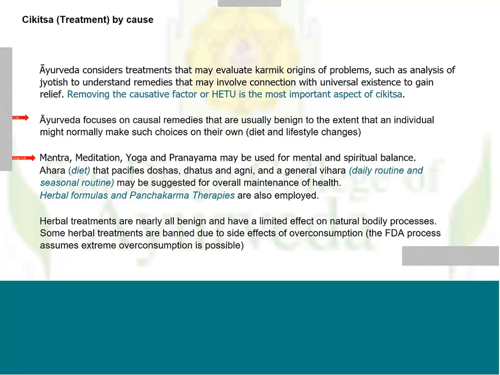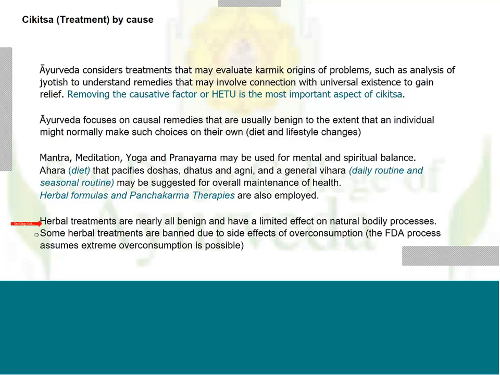There are things like mantra, meditation practices, yoga practices, and pranayam. These can all be used for mental and spiritual balance. Ahara or diet that pacifies the doshas, dhatus, and agni, and a general vihar, which is the daily routine and seasonal routine, may also be suggested for maintenance of health. Herbal formulas and panchakarma therapies are also employed. Herbal treatments are almost all benign and they have a limited effect on natural body processes.